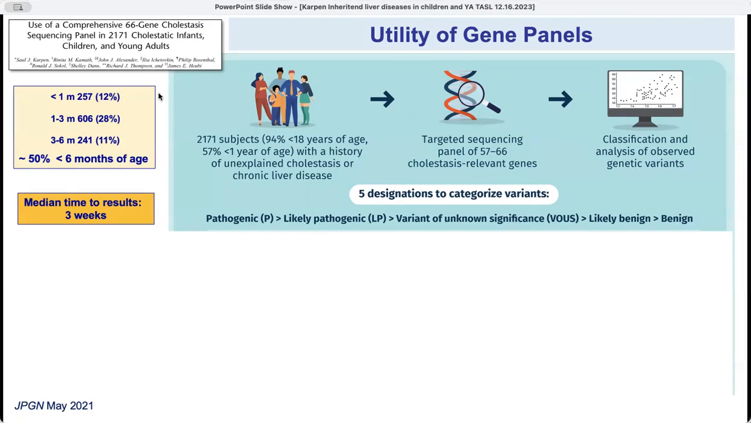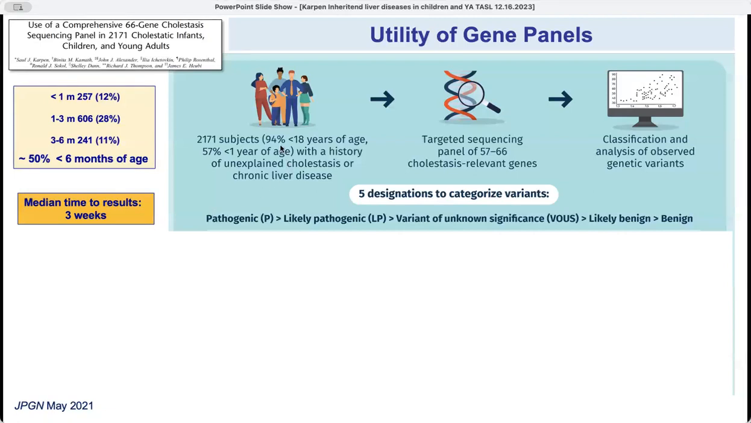So here's a report we published on the first use of this comprehensive panel of 66 genes, a little over 2,000 cholestatic infants, children, and young adults. But the vast majority, as seen here on the left, were babies. These are the hard ones to diagnose. More than half of them were less than 6 months of age. What's nice about a panel like this is that the median time to results is about 3 weeks. And I know Dr. Thoreau and other adult colleagues are there from ASLD, and I encourage everybody to really think about this for your undiagnosed patients.